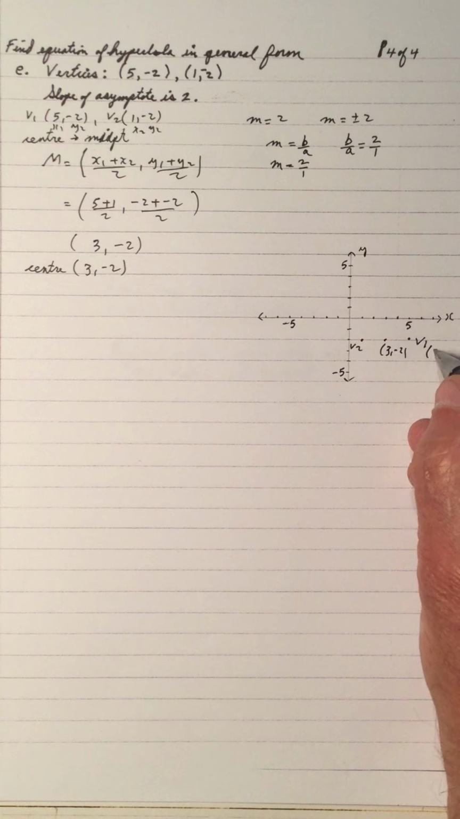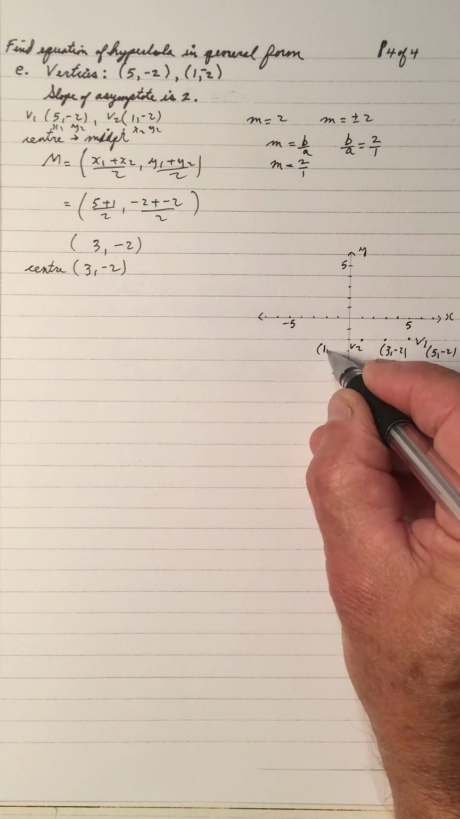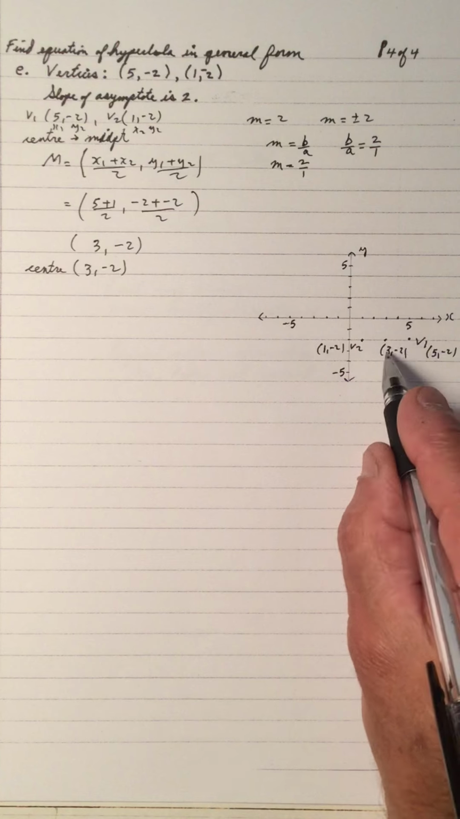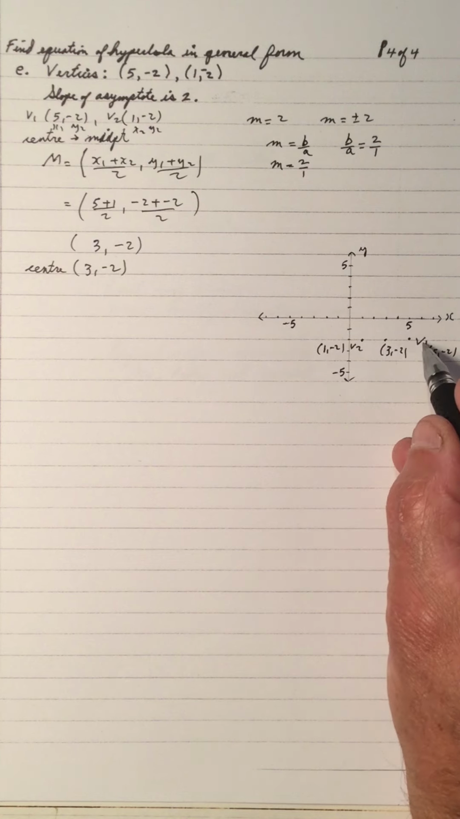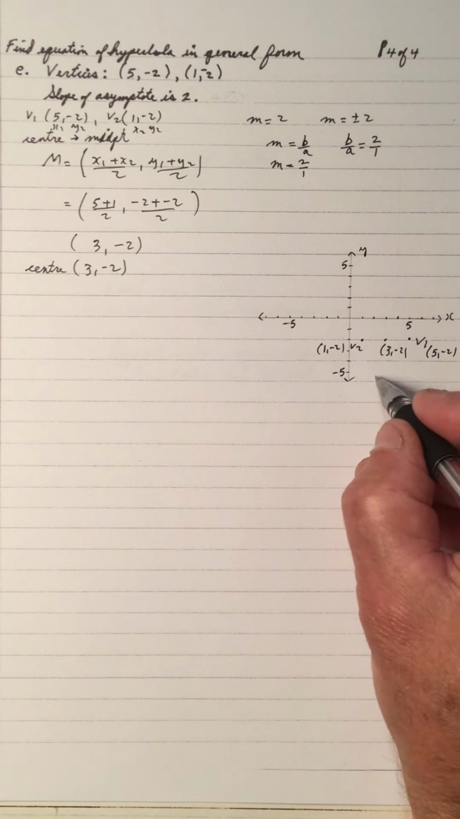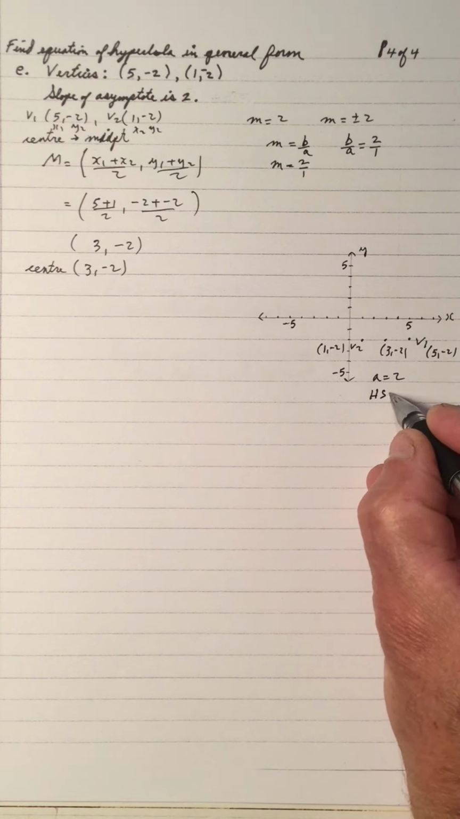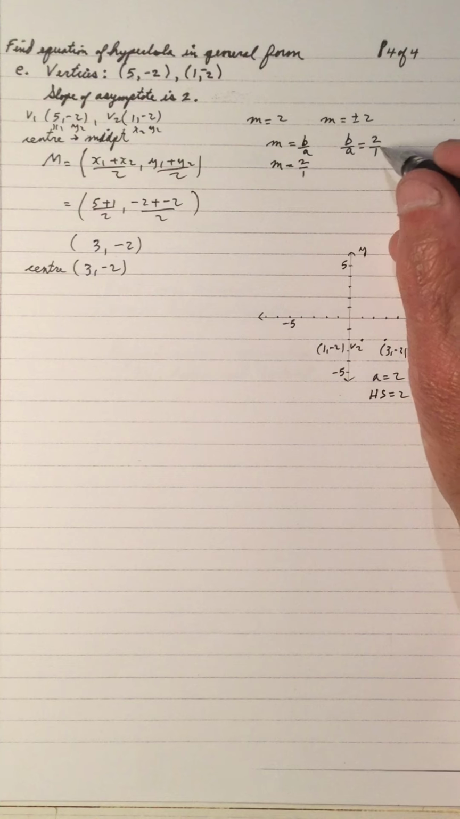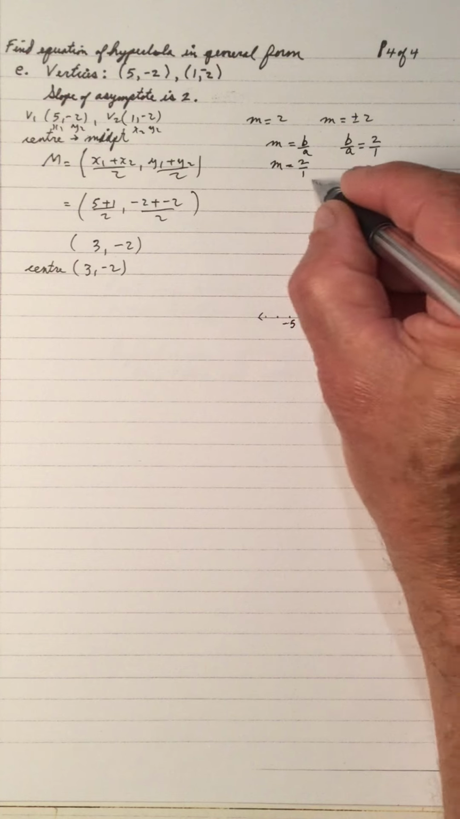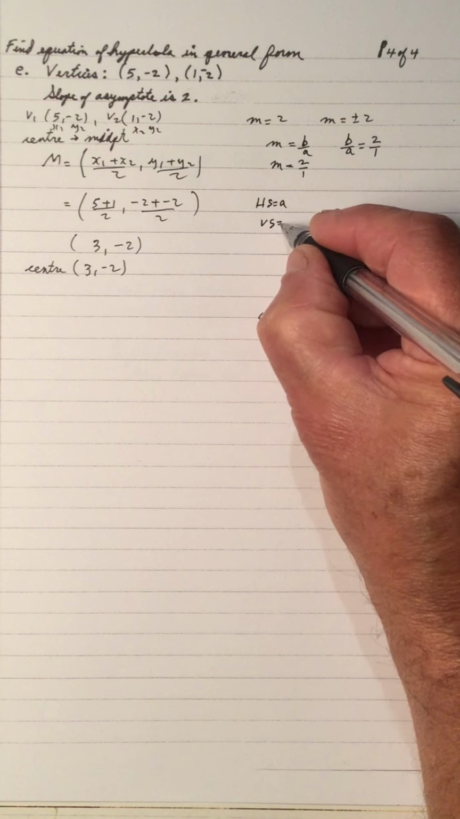The first vertex is 5, negative 2, and this one right here is 1, negative 2. Notice that this is the transverse axis. Notice the distance from the center to the vertex: 5 subtract 3 is 2. So a is 2, which means the horizontal stretch is 2. The horizontal stretch is the a, and the vertical stretch is the b.